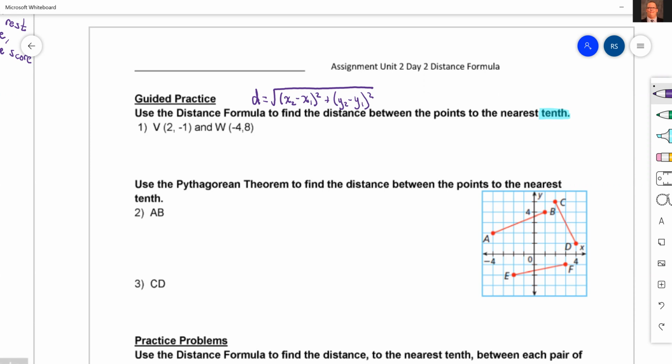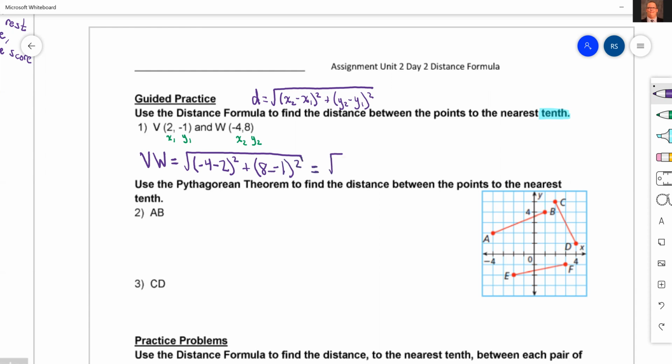So let's label our points here. We have x1, y1, x2, y2. Now we just plug and chug. So x2 is -4 minus x1 is 2 squared plus y2 is 8 minus y1 is -1 squared.